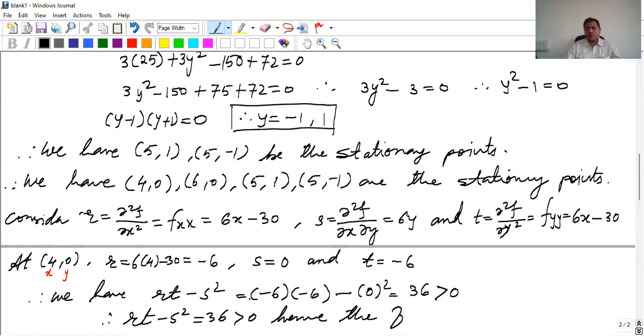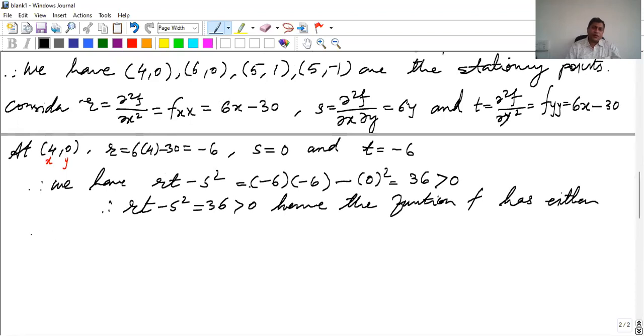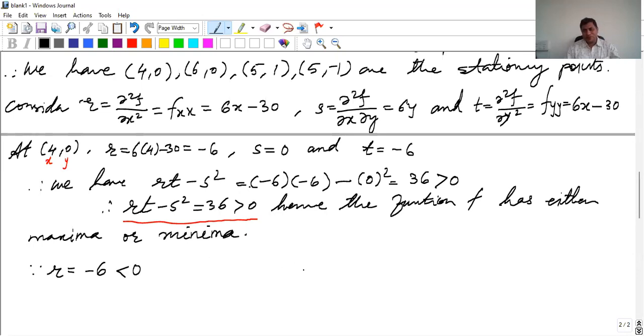Hence, the function f has either a maxima or a minima. This condition, RT minus S square greater than zero, guarantees that there is a maxima or minima. Now we have to decide whether it is a maxima or a minima. Since R is equal to minus 6, which is less than 0, what is the conclusion?